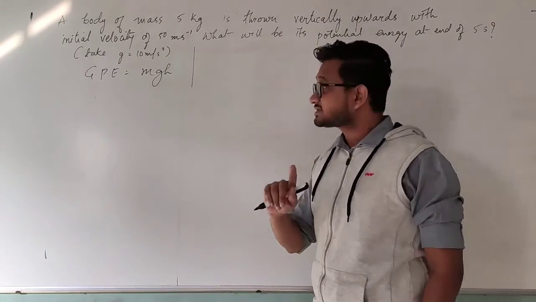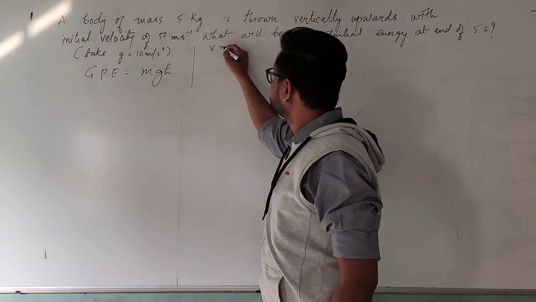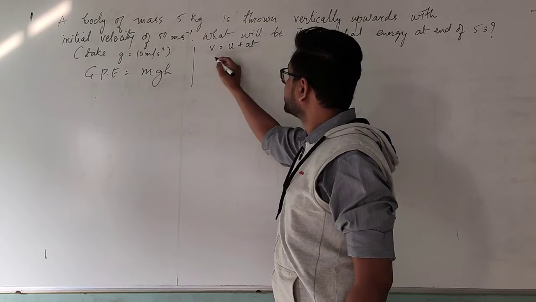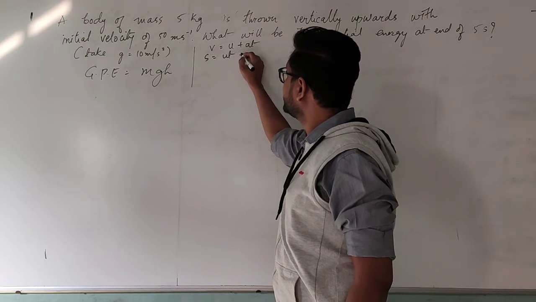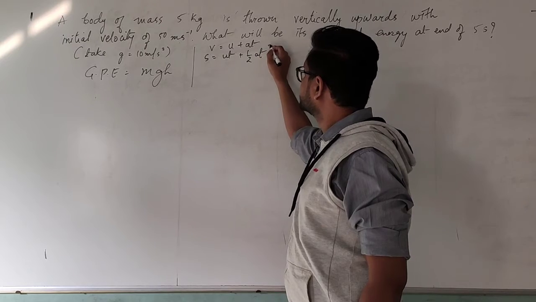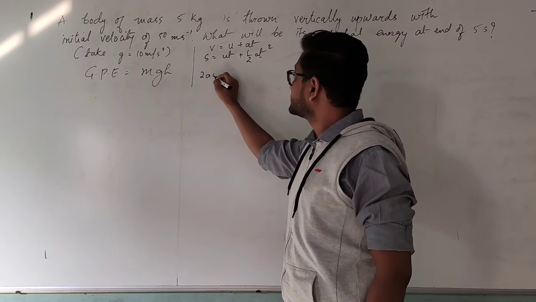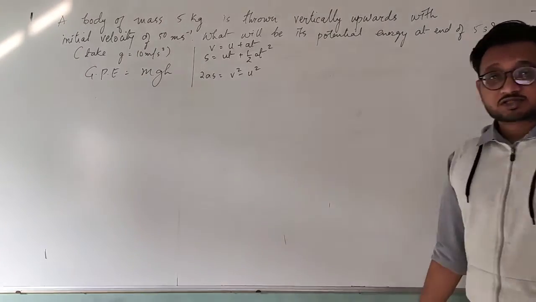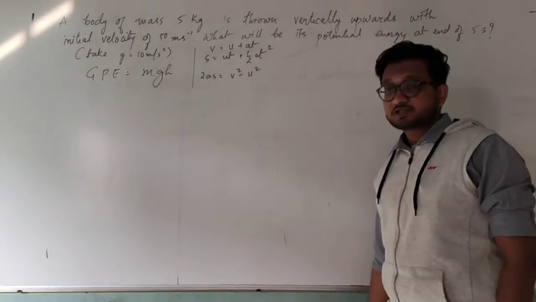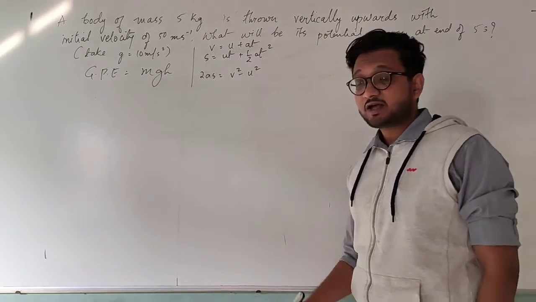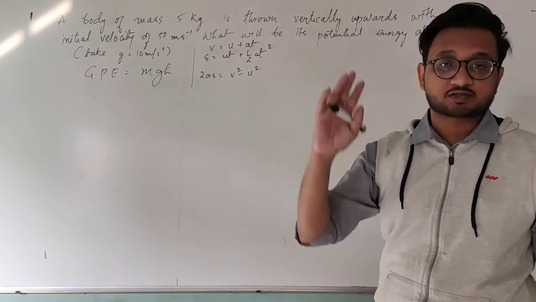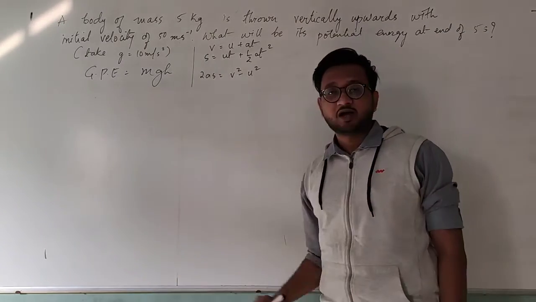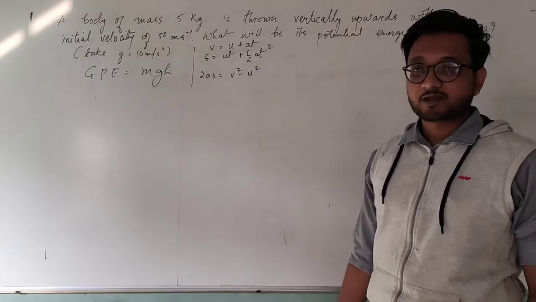And the first equation of motion is v equals u plus at, the second is s equals ut plus half at square, and the third one is 2as equals v square minus u square. So we have studied these three equations of motion, and this will help us to find the distance or the height for this particular object after 5 seconds.